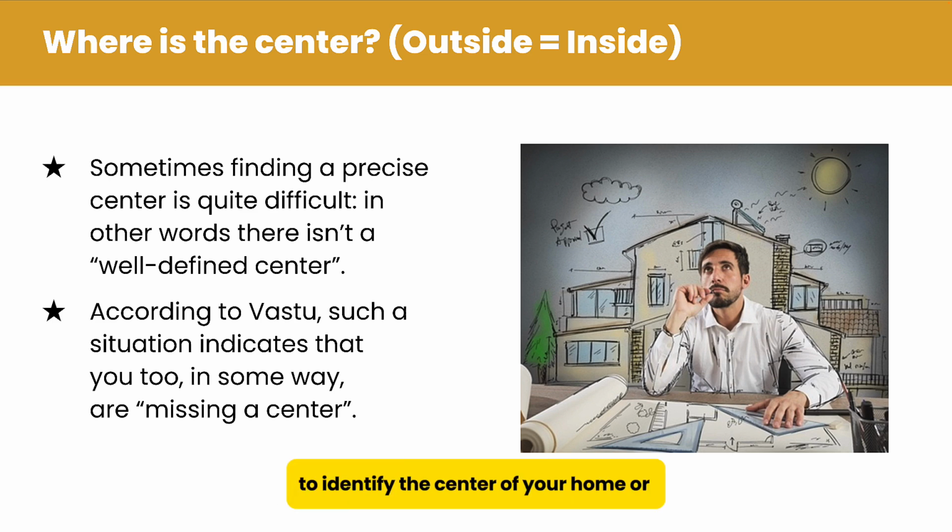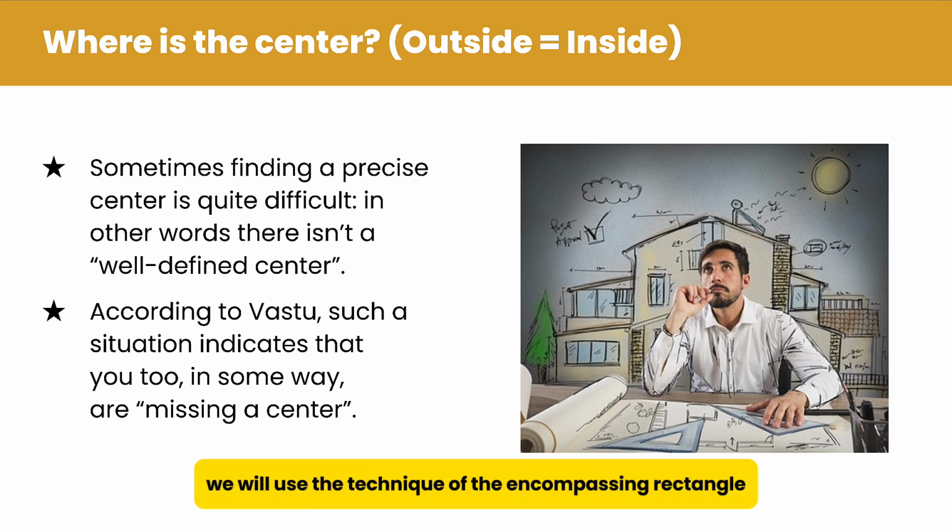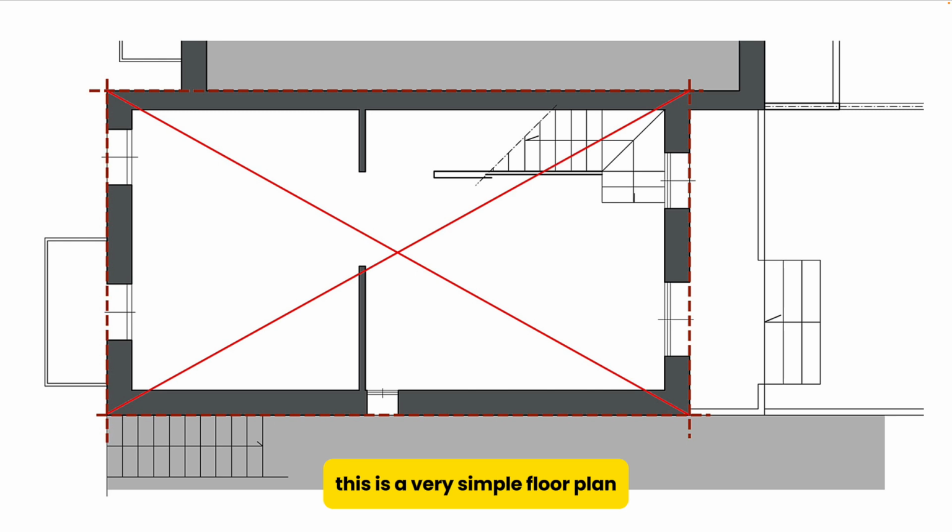To identify the center of your home or of your space in general, we will use the technique of the encompassing rectangle. The strategy is to find the largest rectangle that encompasses the floor plan of your home at the best. Let me show you an example. This is a very simple floor plan, and sometimes floor plans are fortunately simple like this one. You see, it's quite easy to draw a rectangle that encompasses all the floor plan. Here it's indicated by the dashed red line. It's easy because the floor plan has a regular shape.